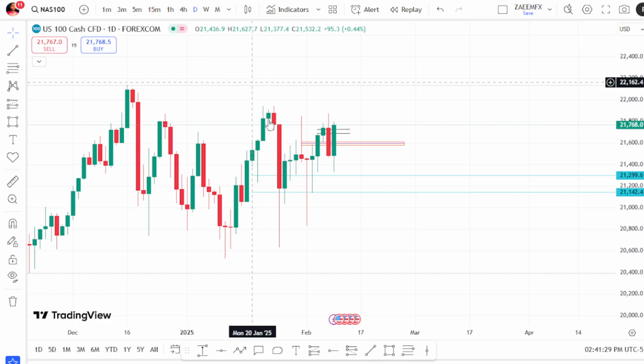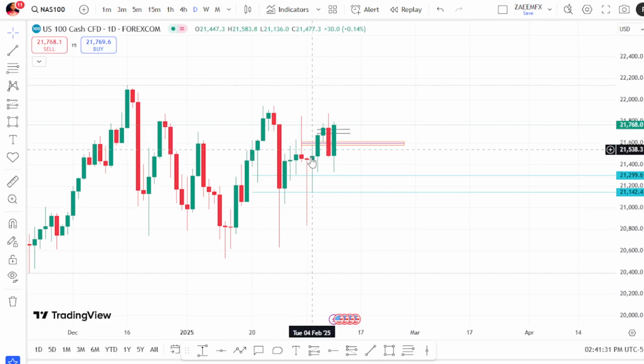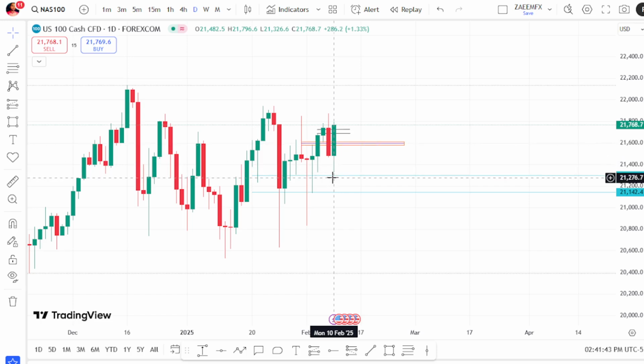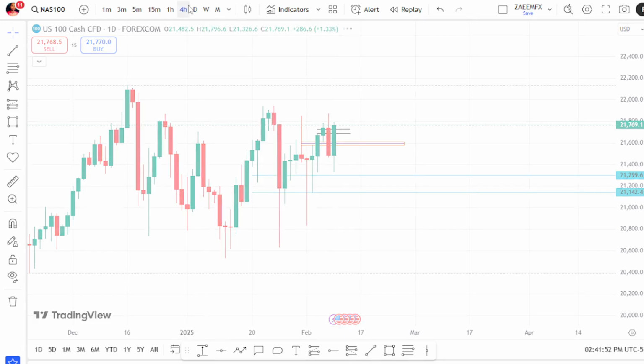When I saw this inversion fair value gap, I was hoping that price would open and trade into that inversion fair value gap, maybe touch it a little bit, then collapse to the downside into this level here. But that did not happen.